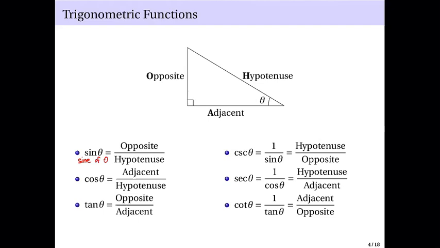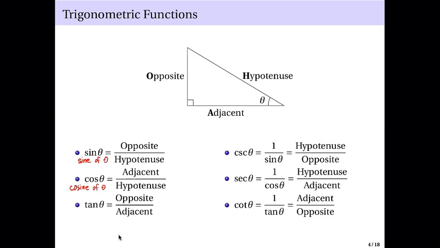For this one, this is cos theta, and the full name is cosine of theta. Cosine of theta is equal to the adjacent side divided by the hypotenuse. If this is your theta, this is the adjacent, so the value of cosine theta will be the length of this leg divided by the length of the hypotenuse.